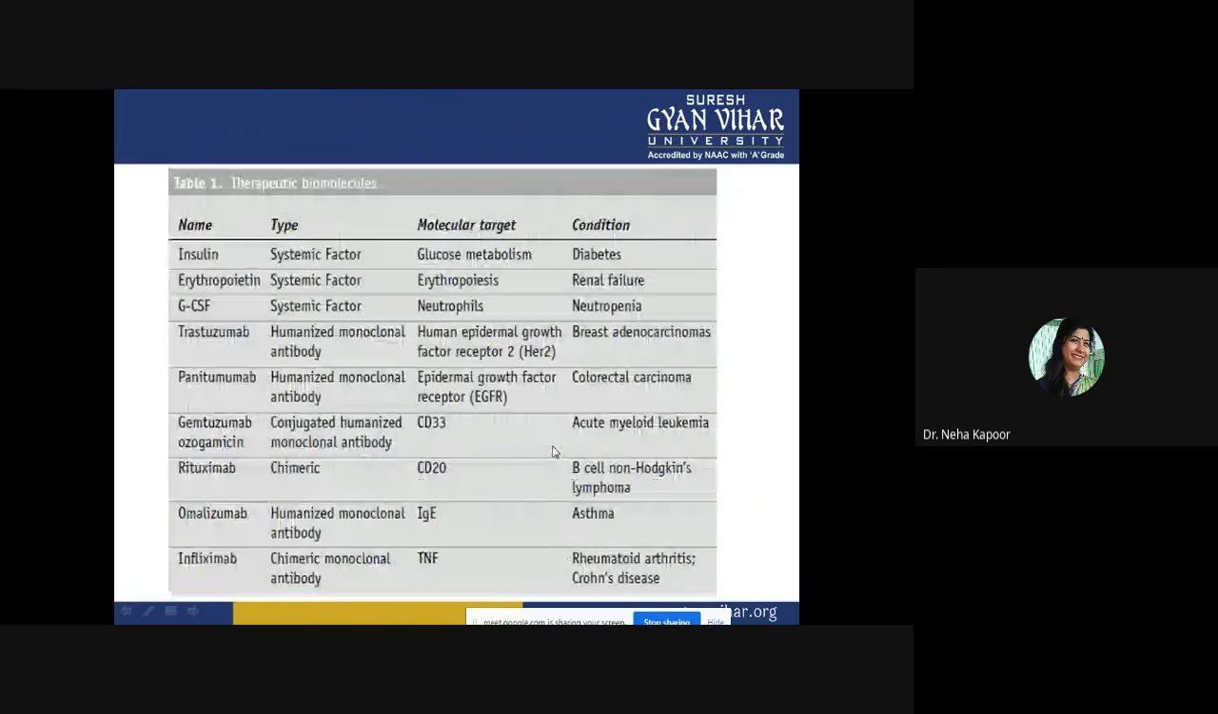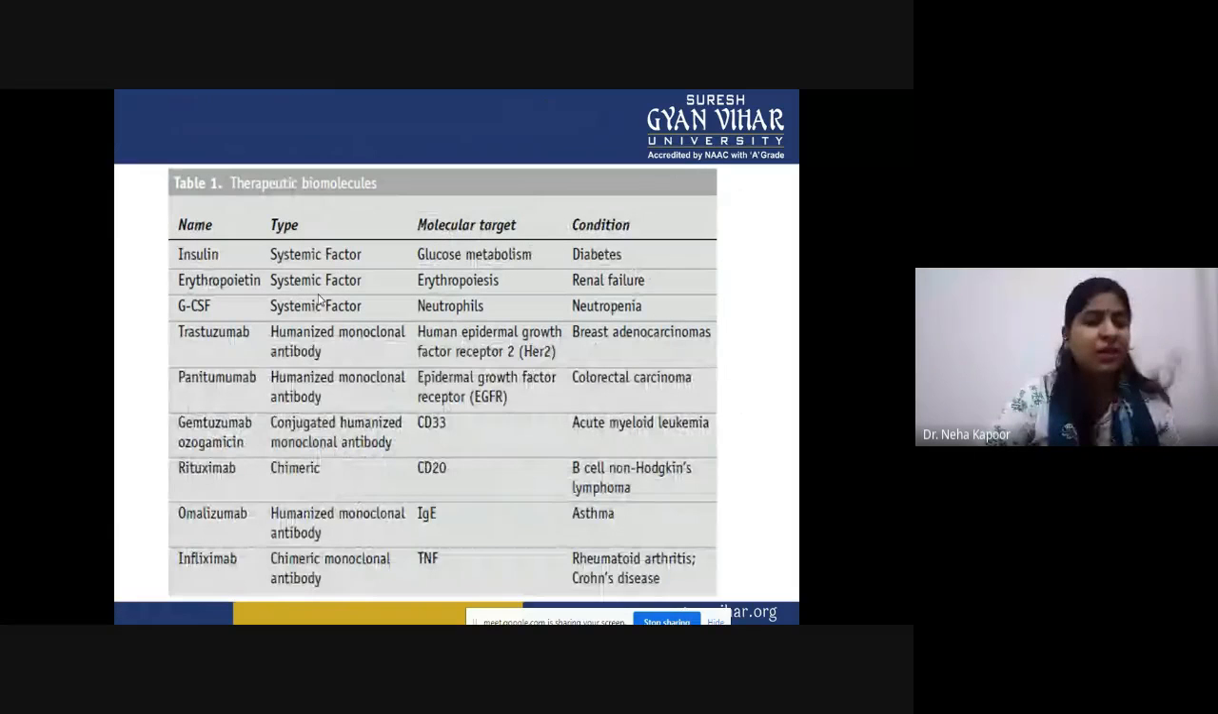However, there are many therapeutic molecules that can be used to treat certain kinds of conditions. For example, insulin is a systemic factor. Glucose metabolism is the main target site to treat the condition of diabetes. Erythropoietin, colony stimulating factors, and many types of monoclonal antibodies are also used to treat these conditions.